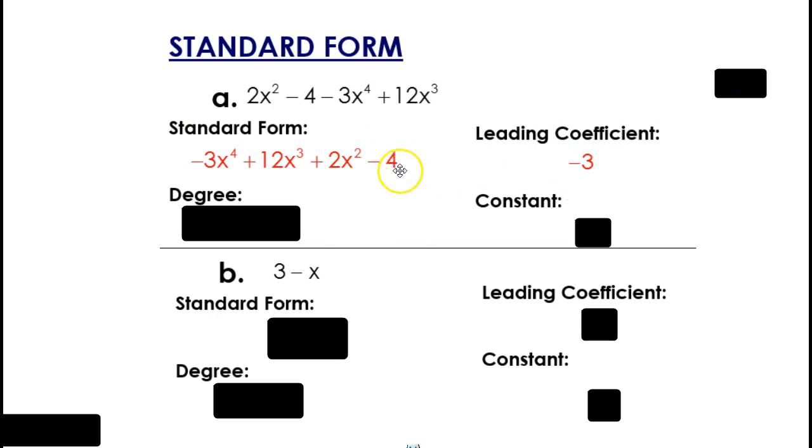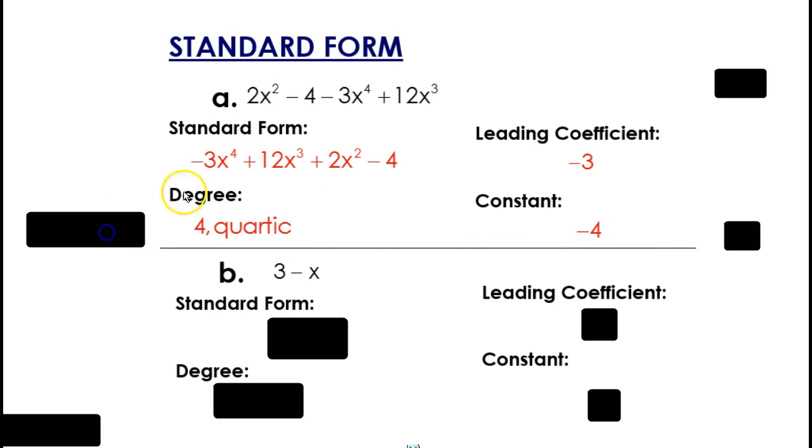The constant term is at the end. It does not have a variable attached to it. It's just the number itself, and it keeps its sign. So this would be negative 4. And then the degree is the largest exponent. So here the degree is going to be 4 because 4 is the largest exponent. Because it has a degree of 4, we would call it a quartic function, Q-U-A-R-T-I-C.